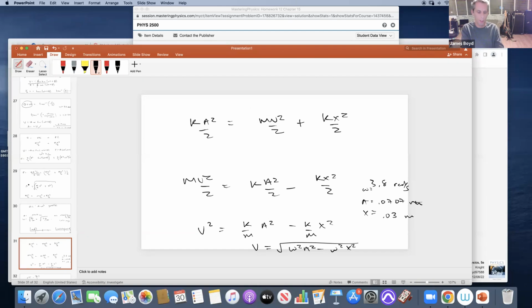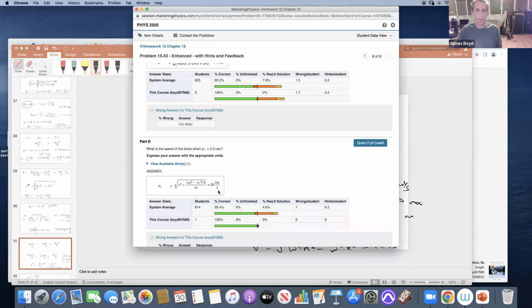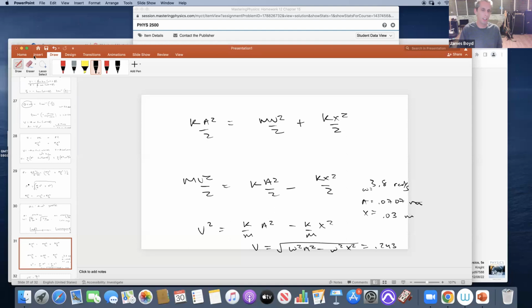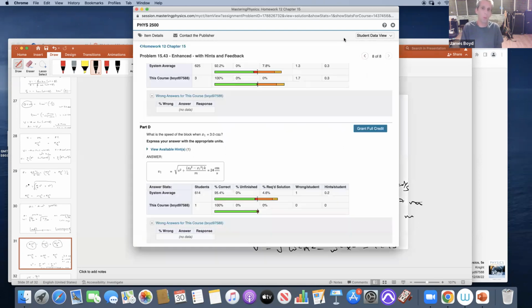So 3.8 times 3.8 times 0.0707 times 0.0707, minus 3.8 times 3.8 times 0.03 times 0.03. Square root of that answer, and I get 0.243 meters per second, or 24.3 centimeters per second. 24 centimeters per second. All right, so this one's all about using the energy equation. This is the total energy at any time. This is the particular kinetic energy and the particular potential energy of the spring. Other than that, cool. We're done with this.